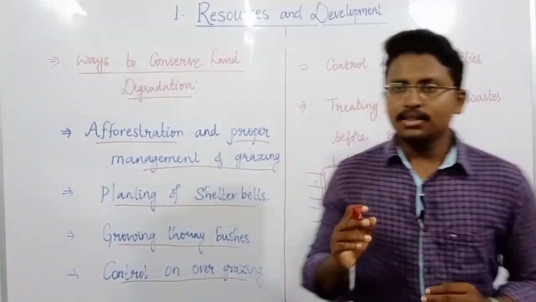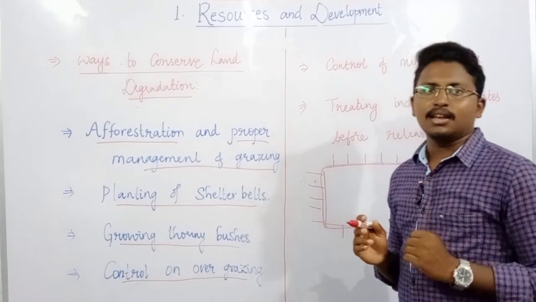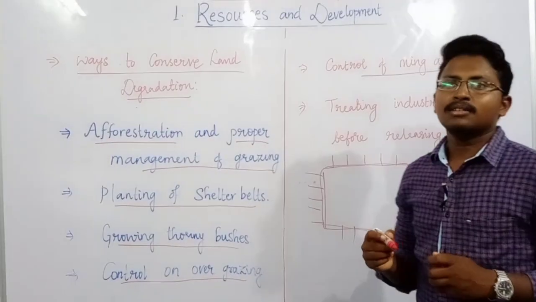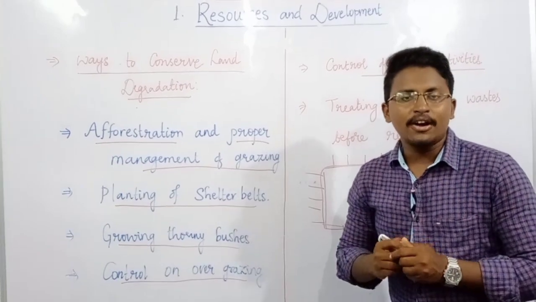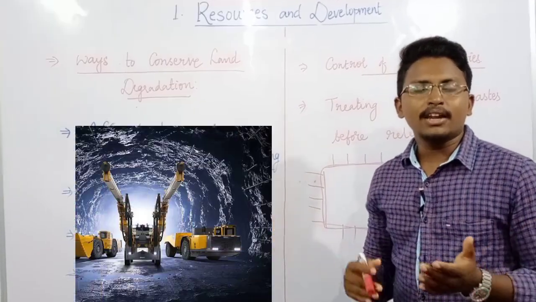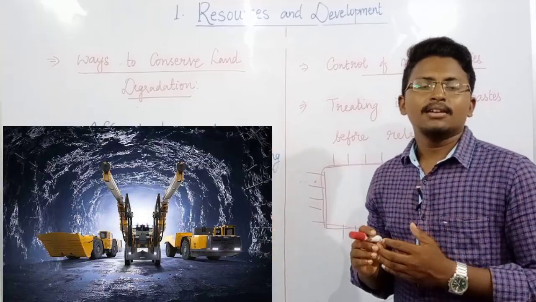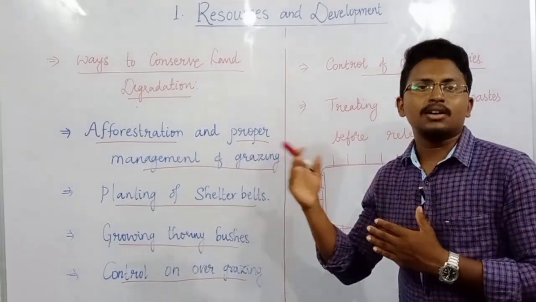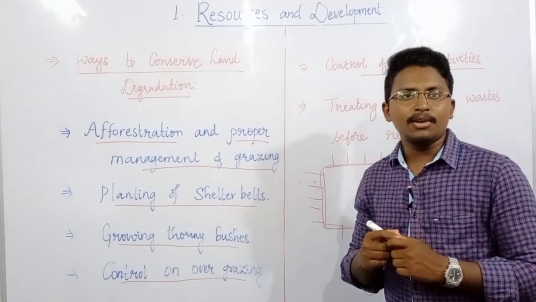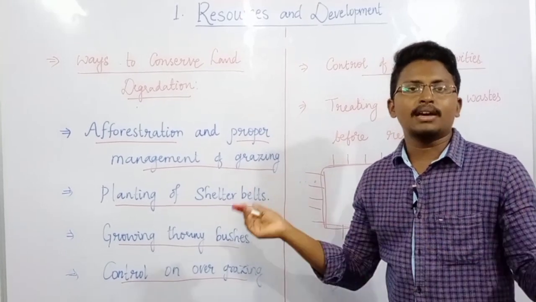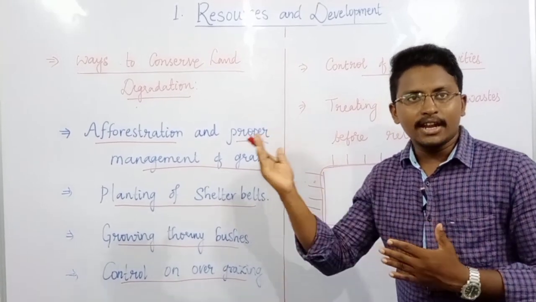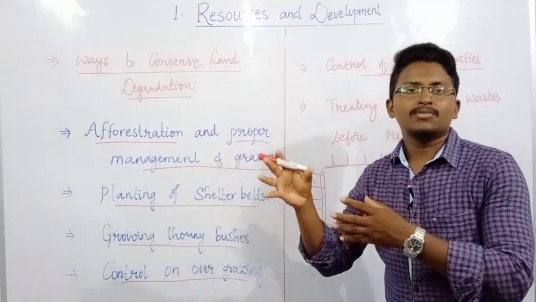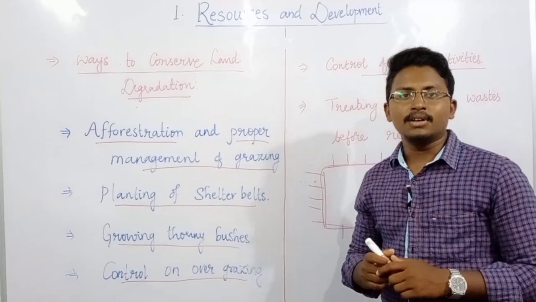Apart from this, another way through which we can control land degradation is control on mining activities. Sometimes instead of going for open cast mining, we can go for underground mining, which also saves the forests, and will also control land degradation. Why? Because if we go for open cast mining, we need to cut the trees and make huge quarries on the surface of the earth.